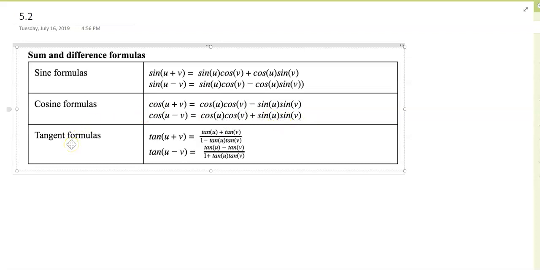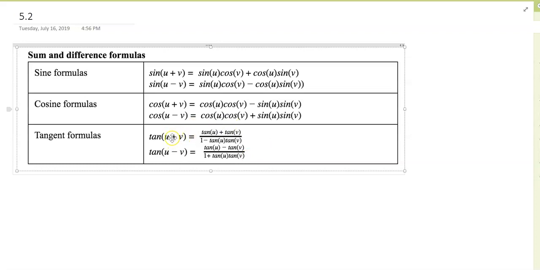Let us look at the tangent formulas. Tangent of u plus v is equal to tan u plus tan v all over 1 minus tan u tan v. And tan of u minus v is equal to tan of u minus tan of v over 1 plus tan u tan v.